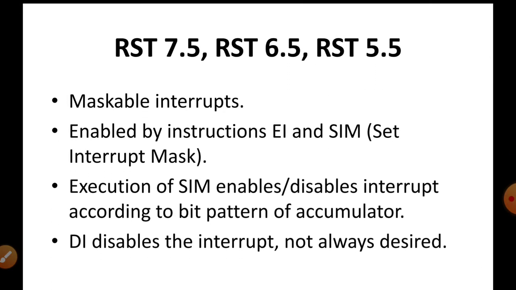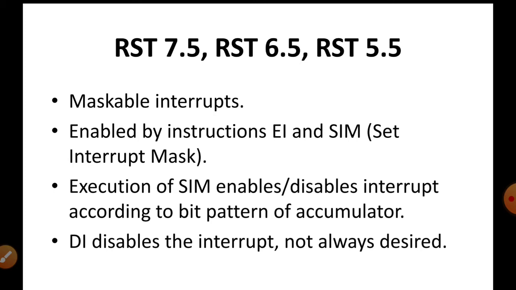Now, RST 5.5, 6.5 and 7.5 are the maskable interrupts, and they are enabled by the instruction EI, as well as SIM, set interrupt mask. Another instruction is used to check the status of which interrupt line is masked and which is not masked, using a simple instruction, set interrupt mask, that is SIM. Now, the execution of SIM enables or disables the interrupt according to the bit pattern of the accumulator.